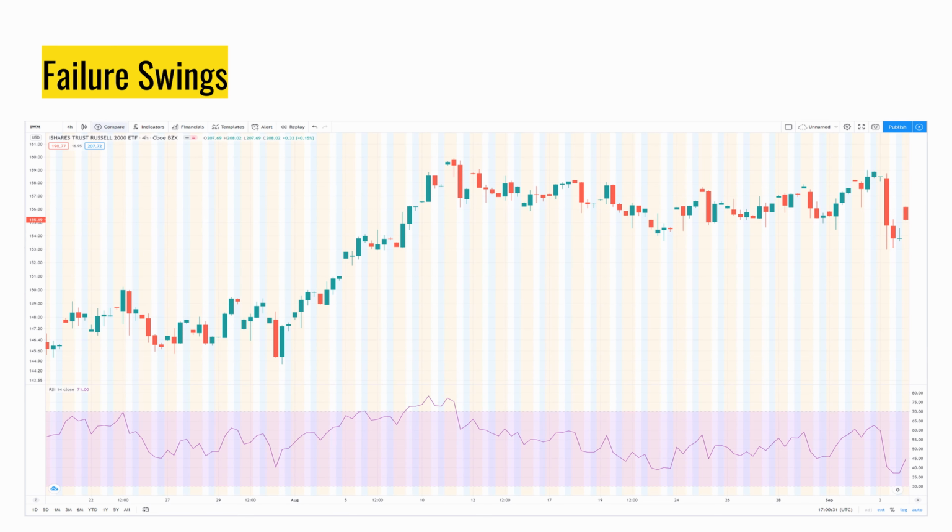Let's now look at an example. This is the IWM on the 4-hour time frame. Here we see that price makes a higher high. However, the RSI does not make a higher high. Since it makes a lower high, this is considered to be a divergence. This causes the price to drop.